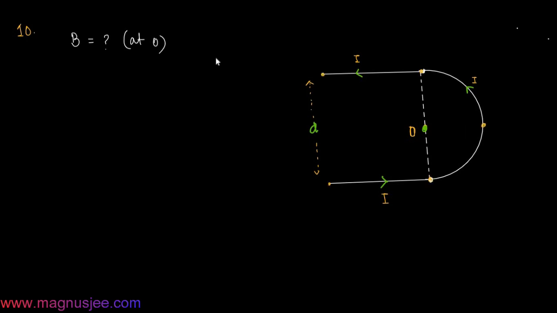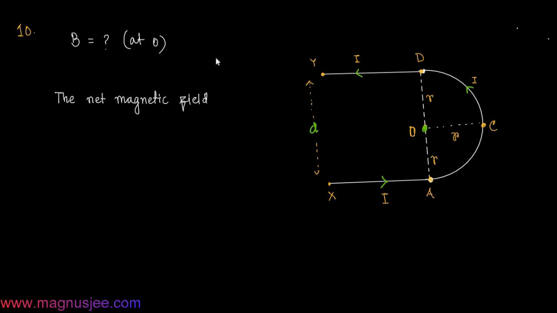And according to numerical number 10, we have to find the magnetic field induction or magnetic flux density, that is B equal question mark at the center O. C is a point on the semicircular wire, and XA is a long straight conductor. Similarly, DY is another long straight conductor. R is the radius of the semicircular wire.